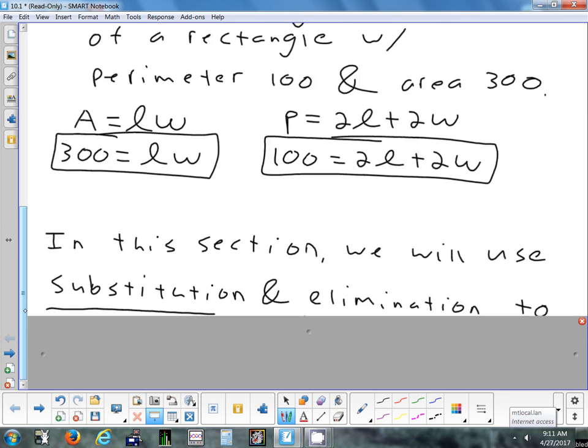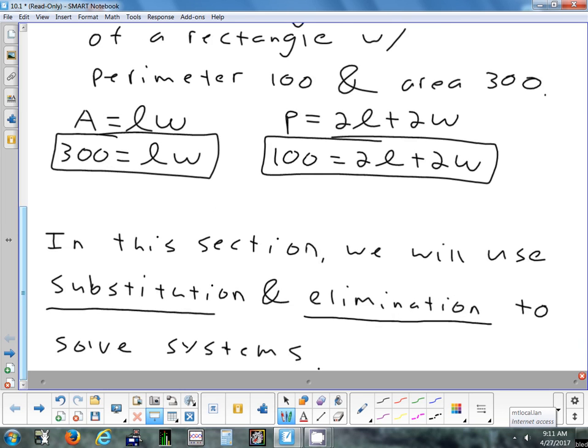Okay, so the two methods we're going to use to solve systems are substitution and elimination. So once I talk about substitution, we're going to come back and do this problem. Okay, some problems are set up so that you can do elimination. That's usually faster if it works out nice. Substitution can take a little longer, especially if you have more than 2 variables, like 3, 4, 5 variables. Substitution can take a long time.